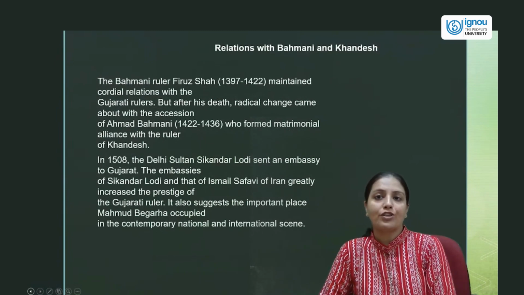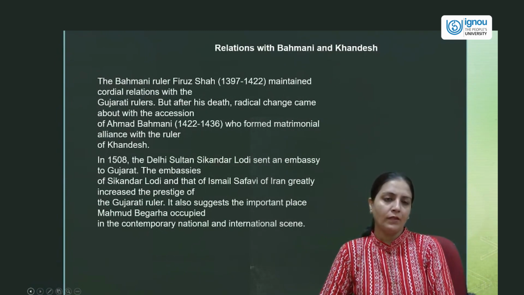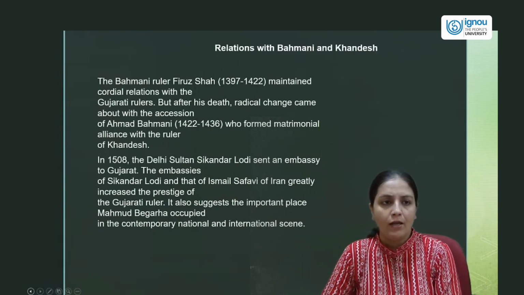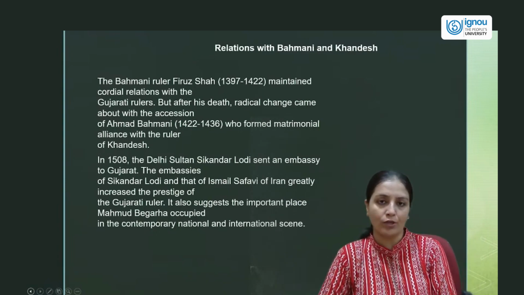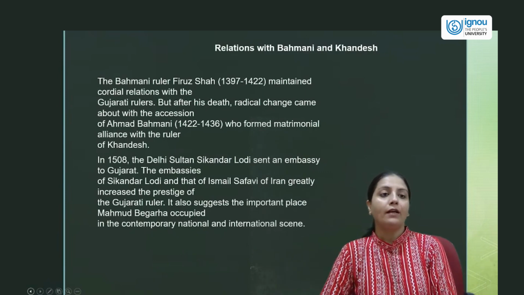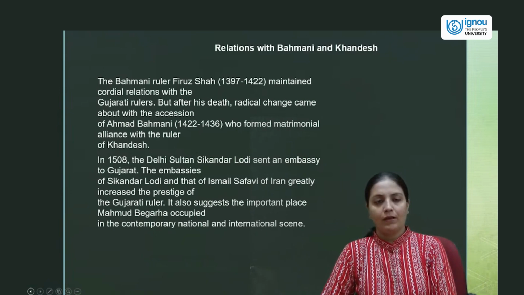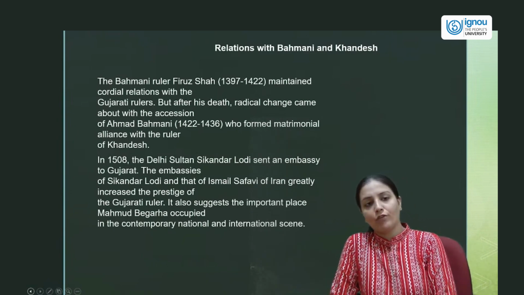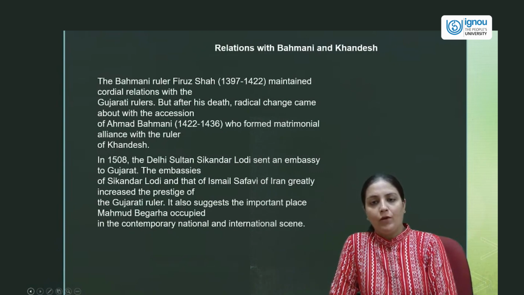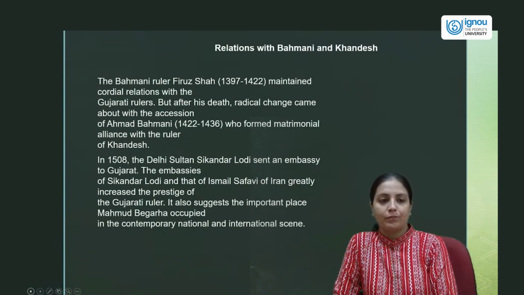Next is relations with Bahmani and Khandesh. The Bahmani ruler Firoz Shah, the time period of Firoz Shah being 1397 to 1422, maintained cordial relations with the Gujarat rulers. But after his death, a radical change came about with the accession of Ahmad Bahmani, who formed a matrimonial alliance with the ruler of Khandesh, means a marriage alliance.